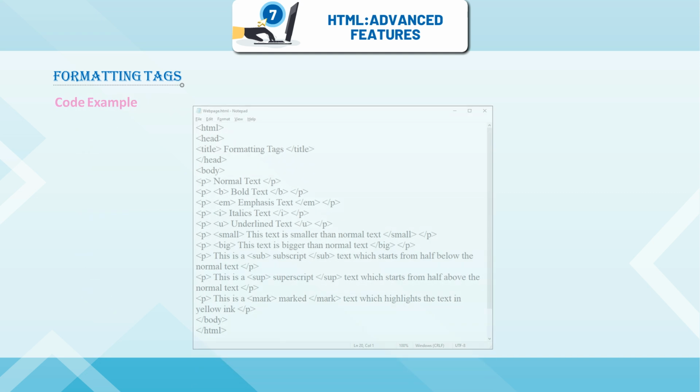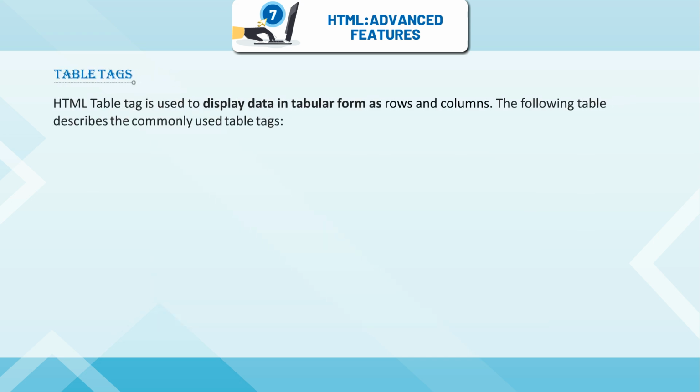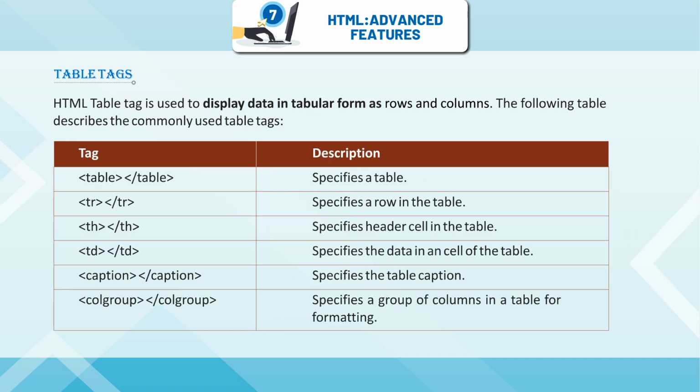Code example. Output. Table tags. HTML table tag is used to display data in tabular form as rows and columns. The following table describes the commonly used table tags. Tag, description. Open table tag, close table tag, specifies a table. Open TR tag, close TR tag, specifies a row in the table.